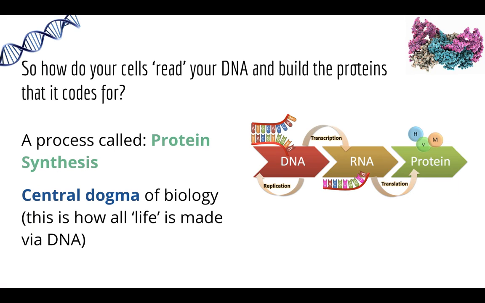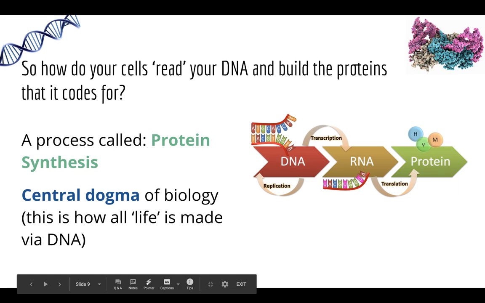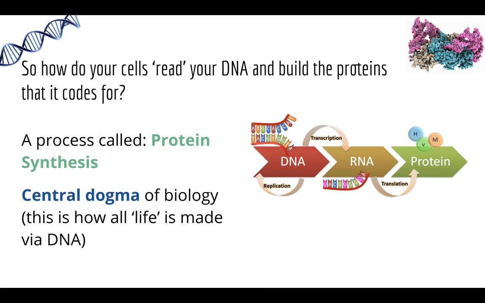So this lesson that you are going to start today, activity 3.2.1, is all about how your cells read your DNA and build the proteins that it codes for. So this is a process called protein synthesis, and it's oftentimes referred to as the central dogma of biology because this is how all life is made. Every single living organism contains DNA or RNA or a mixture of both, and as a result, those cells are able to make proteins, make the organism.